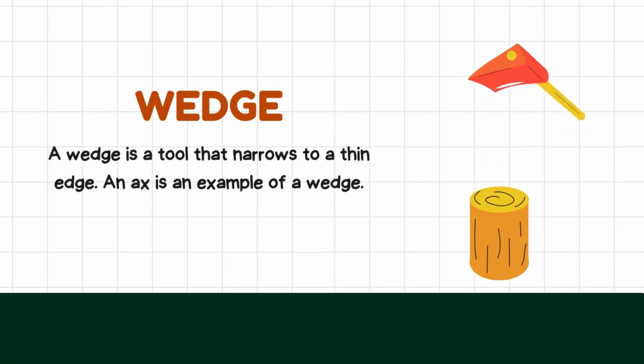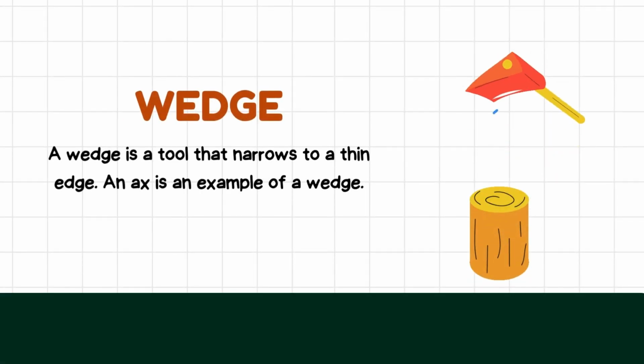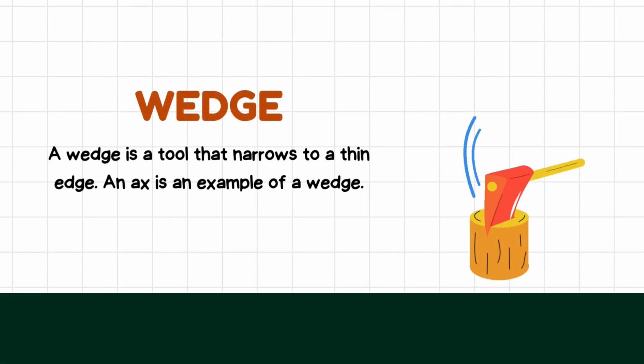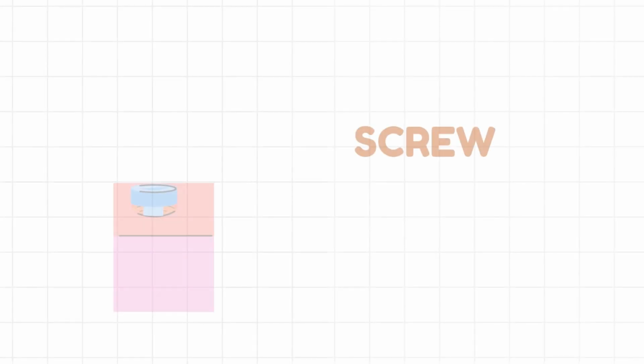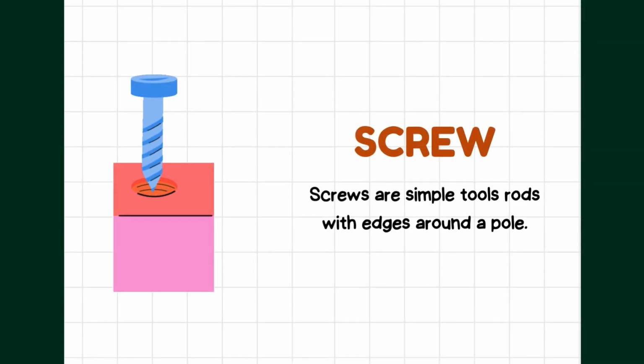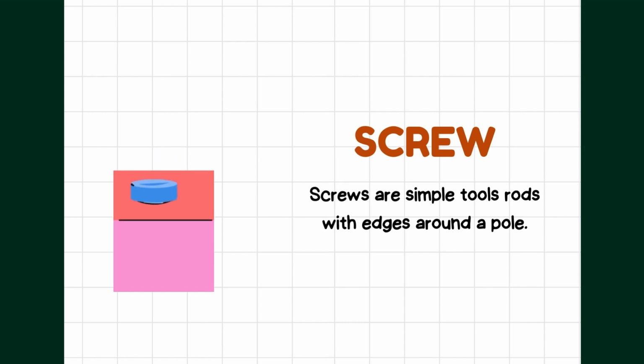Wedge. A wedge is a tool that narrows to a thin edge. An axe is an example of a wedge. Screw. Screws are simple tools, rods with edges around a pole.